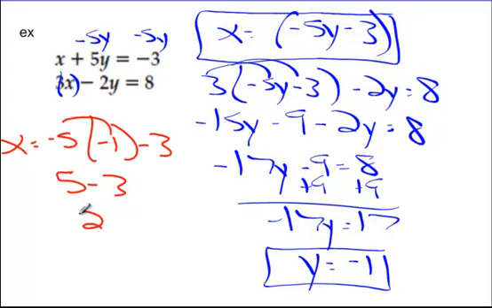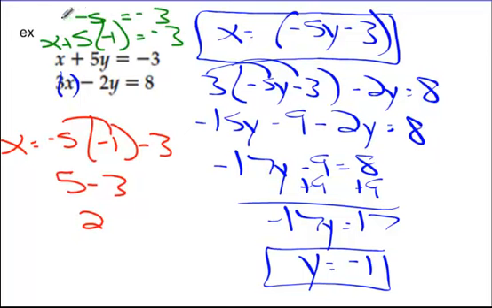Now, you'll have some people that say, well, always go with an original, because that way you know that you didn't make an error in the work that you did and then have it carry over. So let's just double check that way. x plus 5 times negative 1 equals negative 3. Well, that's negative 5 equals negative 3 plus x, and add 5. Well, that's 2 again. So x equals 2.